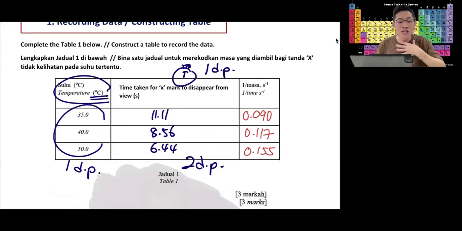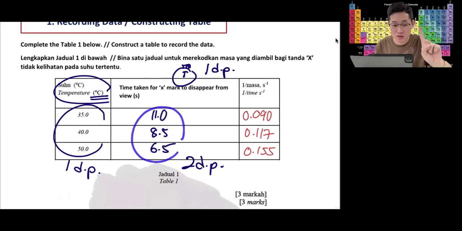So let's say I'm using a digital stopwatch. My result will be 11.11, 8.56, 6.44. If you are using the analog one, your reading most likely will be like 11.0, 8.5, maybe 6.5. I don't know. So 1 decimal place.